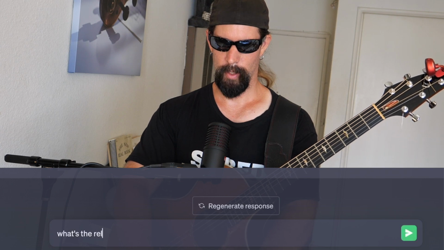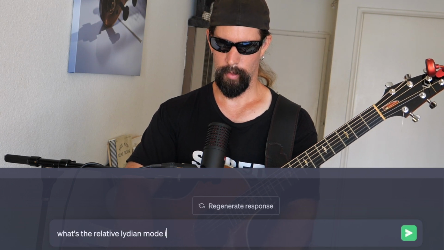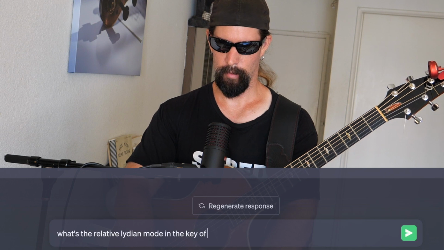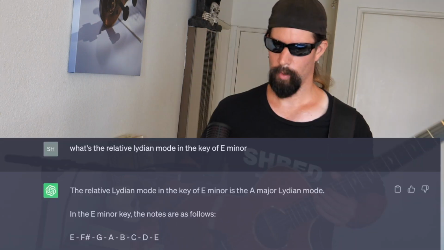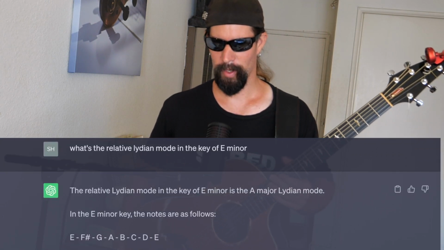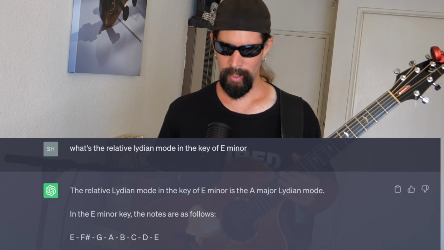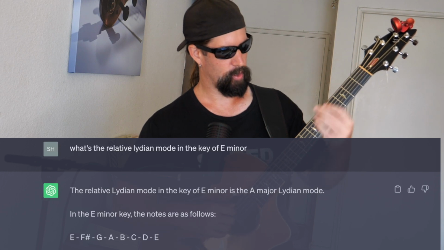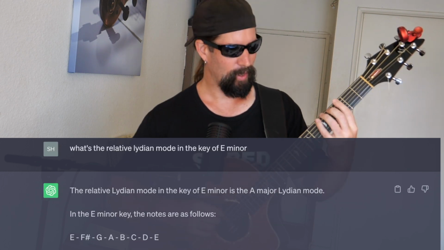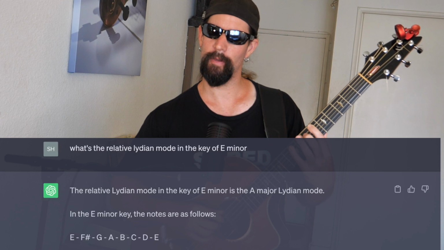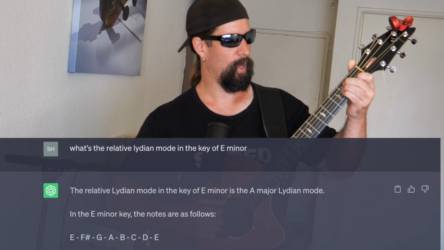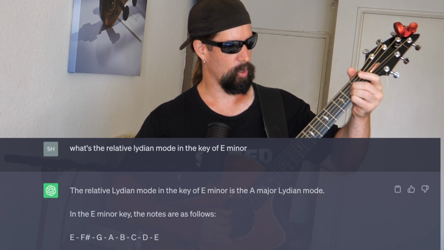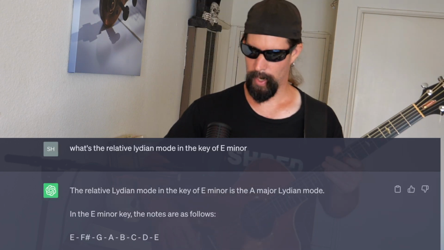What's the relative Lydian mode in the key of E minor? Relative Lydian mode in the key of E minor is the A major Lydian mode. That's completely false, because if we're in E minor, which contains 1 sharp, F sharp, A Lydian is actually relative to the key of E, and that has a bunch of sharps. Got 4 sharps. Chat, you have failed.